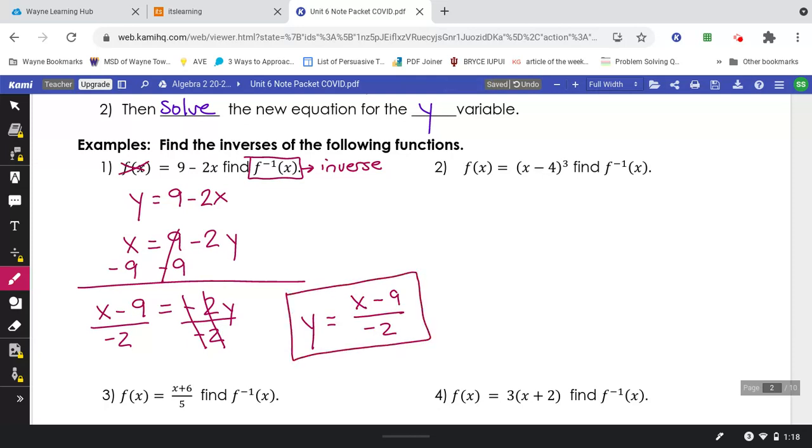You might also see the answer written as f to the negative 1 of x. Remember, that means inverse, equals our answer. Might also see that sometimes.